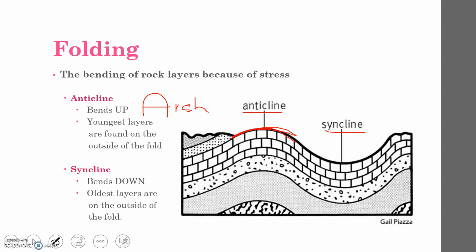Okay? It's where the youngest layers are found on the outside of the fold. Because remember, older layers are on the bottom. The syncline bends down. It's the oldest layers that are on the outside of the fold instead of the youngest layers. A great way to remember this, syncline is a smile. Okay, this would be your mouth, and then we just add our eyes. Okay?